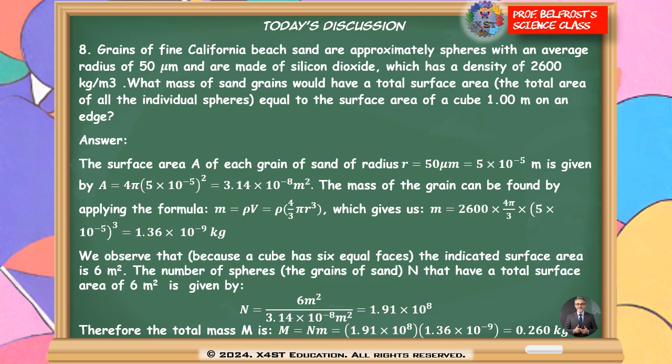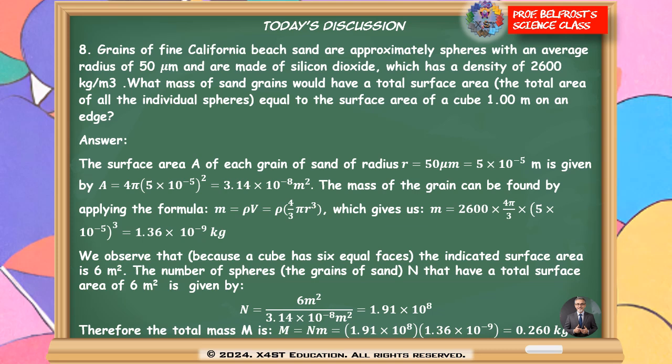Now number 8, the last problem. Grains of fine California beach sand are approximately spheres with an average radius of 50 micrometers and are made of silicon dioxide with a density of 2600 kilograms per cubic meter. What mass of sand grains will have a total surface area equal to the surface area of a cube 1 meter on an edge? The area of each grain is actually very easy, which is 4 times pi times r squared. The r we need to convert to meters first from micrometers, and it gives us 3.14 times 10 to the minus 8 square meters.